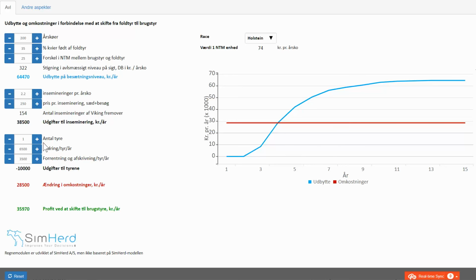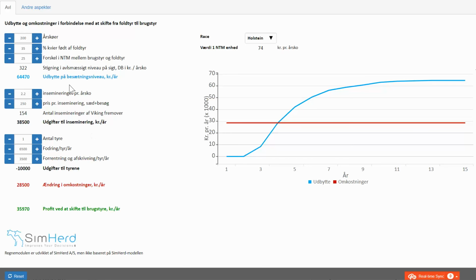However, you can get rid of the bull. A bull has to be fed every day. You have to buy it and slaughter it, so you lose money basically. You have to depreciate like any other investment. So if you change to using artificial insemination, you will have 10,000 kroner less cost of having a bull. But still, 38,500 more for insemination, minus 10,000 because you don't have the bull. It's still plus 28,500. That's the change in costs. You could say money going out of your pocket.